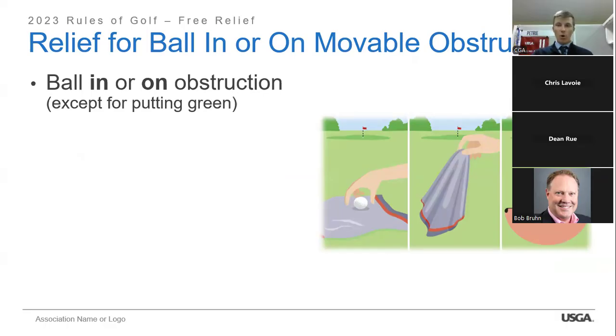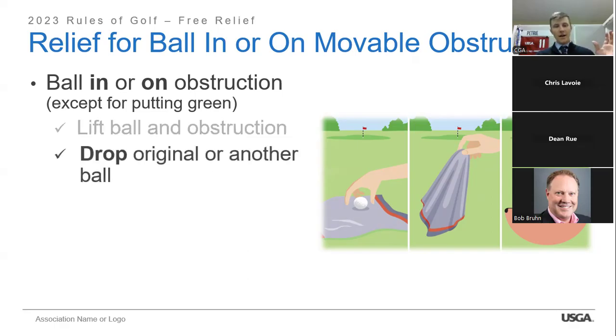Relief for a ball in or on movable obstructions. So, example here on the right, the ball has landed on a towel. How do we proceed? Simply going to be lifting that ball, getting rid of the obstruction, and then, this is in the general area, we're going to be dropping the original or another ball in that relief area.